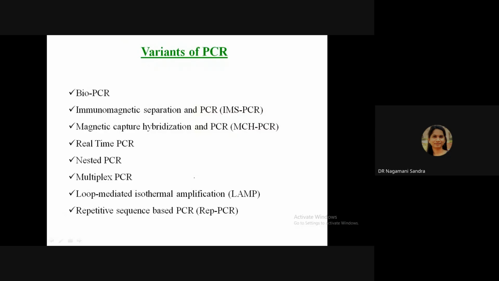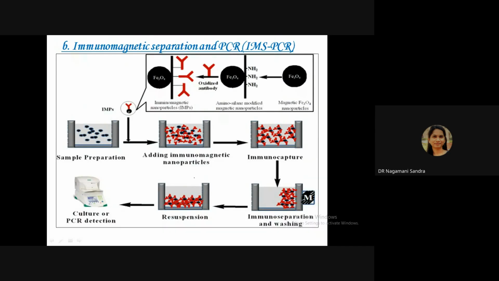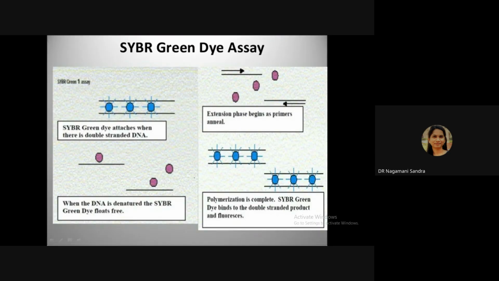There are different variants of PCR. Among these variants, we need only real-time PCR. Generally, a SYBR Green dye based assay is used. In real-time PCR, we can detect a small quantity of the pathogen. In ordinary PCR, if the pathogen is present in minute quantity, we cannot detect it. But in real-time PCR, even if it is present in nanograms, in a very small quantity, we can quantify that pathogen. That is the advantage of real-time PCR.